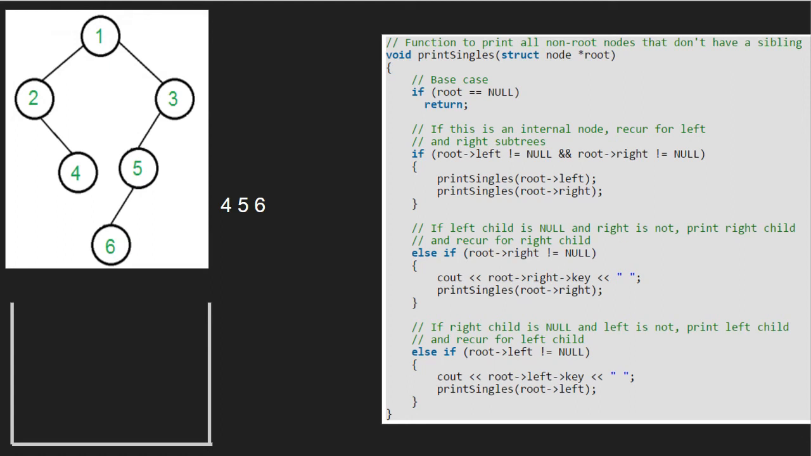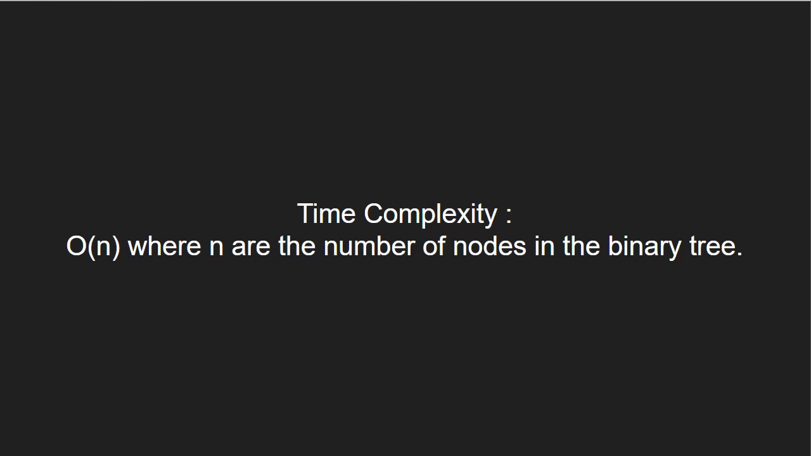Now let us have a look at the time complexity of the program. This code will run in big O of n complexity. Here, n is the number of nodes in the binary tree. With this, we come to the end of this tutorial.